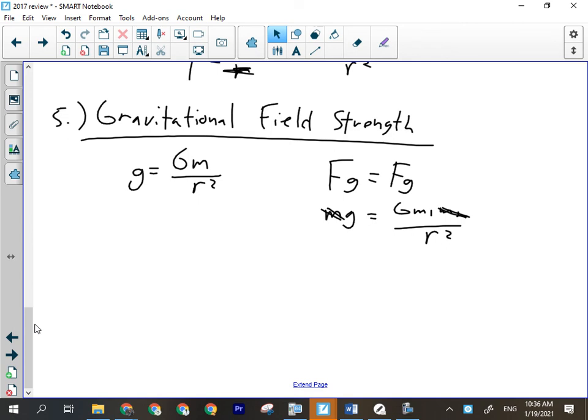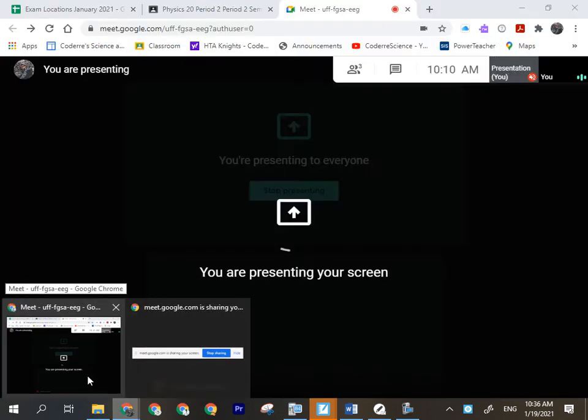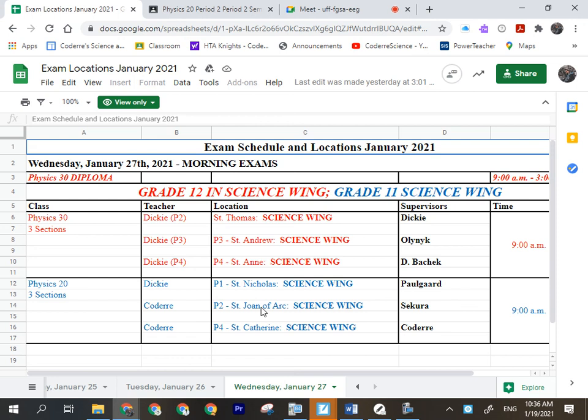Obviously, according to the exam schedule, you are writing in Miss Paulgard's room, St. Joan of Arc. So the next room down on the right-hand side is where you will be writing, and Ms. Sakura will be supervising you. I will pop in periodically throughout the test to check on you and see how you're doing.